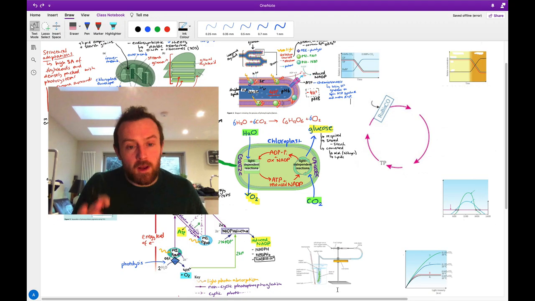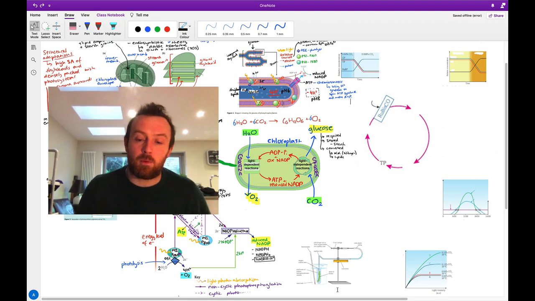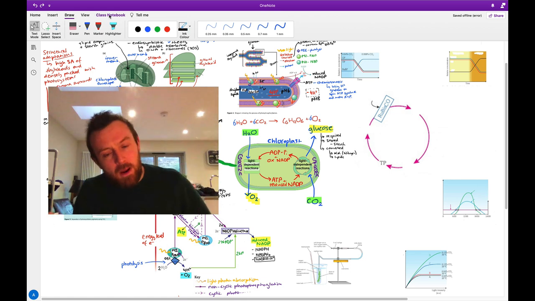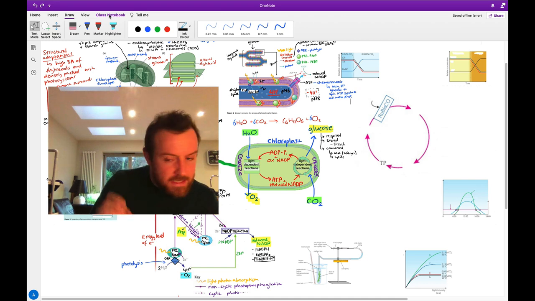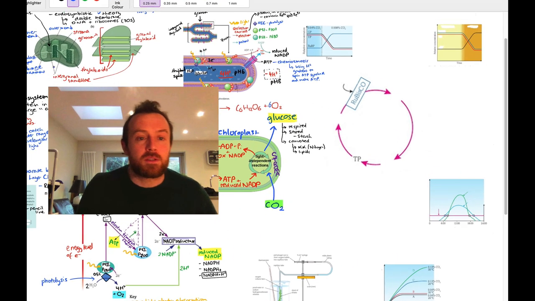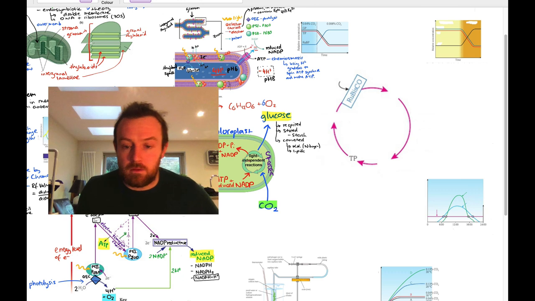All right, so we've done quite a lot. We've done all the light-dependent stuff, and now we're going to look at the light-independent stuff. If you need to take a break, get a cup of tea, now might be a good spot, but I reckon we could probably get the rest done in about 20 minutes or so. Right, let's do it.